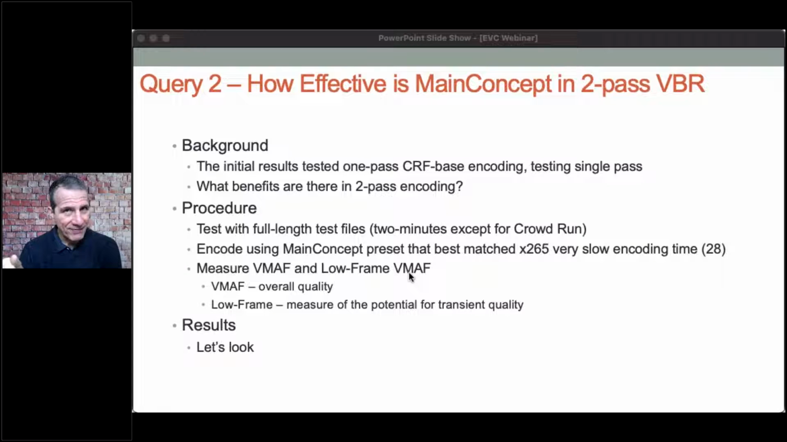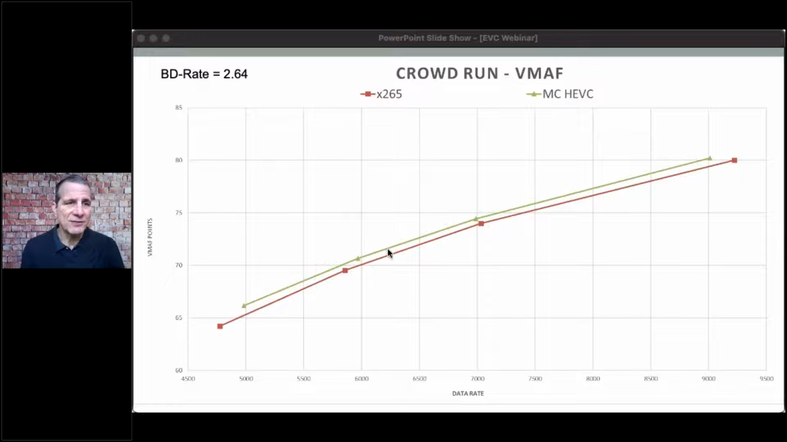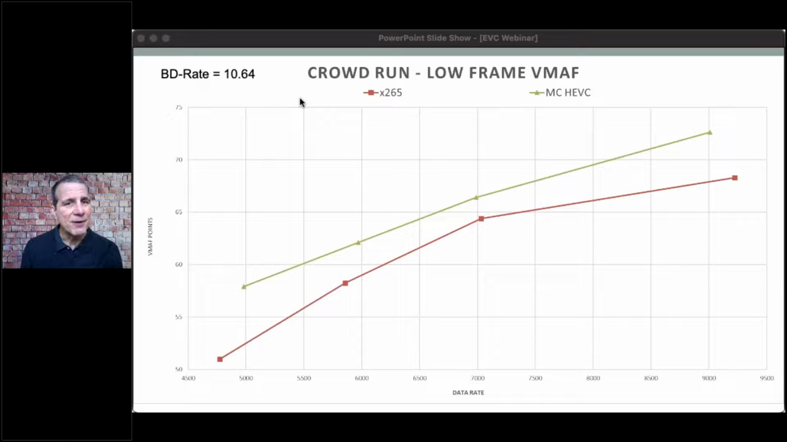And then I measured both VMAF and low frame VMAF. Low frame VMAF measures the likelihood of experiencing transient quality problems in the encoded file. Let's look at the results. We're not going to look at all of them, just a couple of them. So CrowdRun, again, is very tough. We saw a BD rate benefit. And this, again, is 2-pass MainConcept as compared to 2-pass X.265, both HEVC codecs. In terms of the overall BD rate, we saw a 2.64% advantage for the MainConcept codec. But for the low frame VMAF, again, the likelihood of experiencing transient frames, we saw a BD rate benefit of 10.64%.